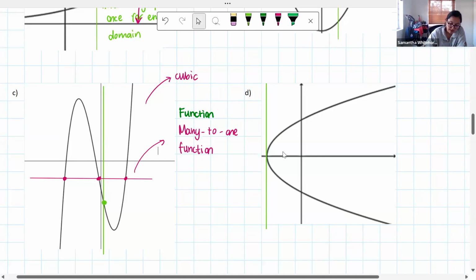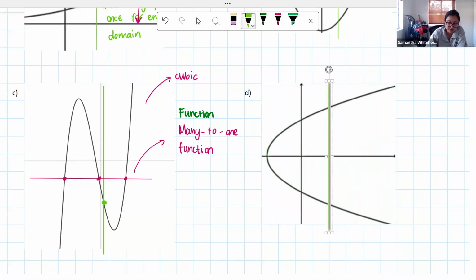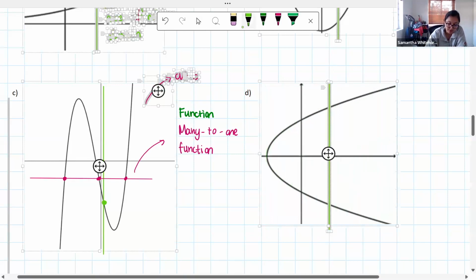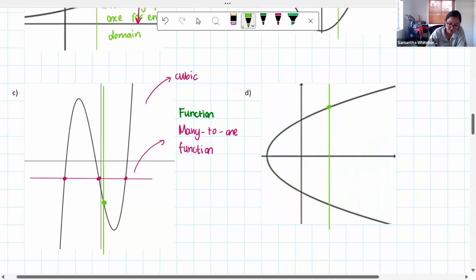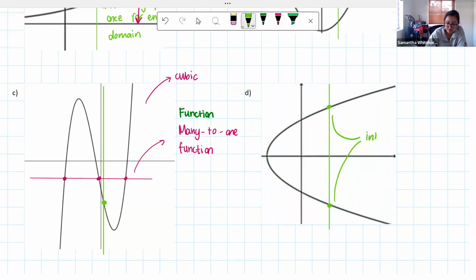Right, if we have a look at D, so here's my vertical line. What we now notice is that my vertical line, no matter where I'm placing it, except at the turning point, is cutting my graph multiple times. Now I need to be careful. So because my vertical line is intersecting more than once, it is now a relation. It is not a function.